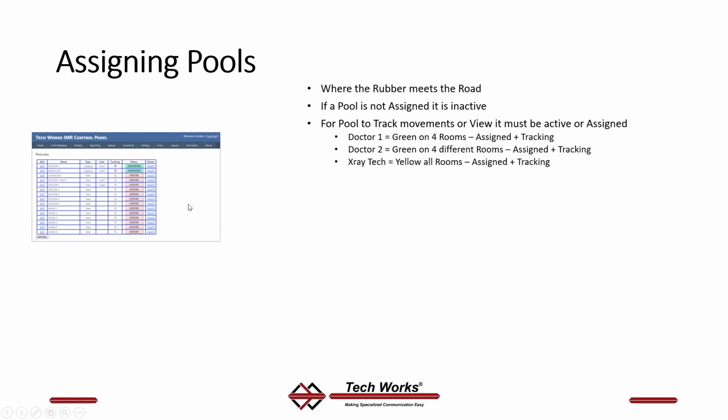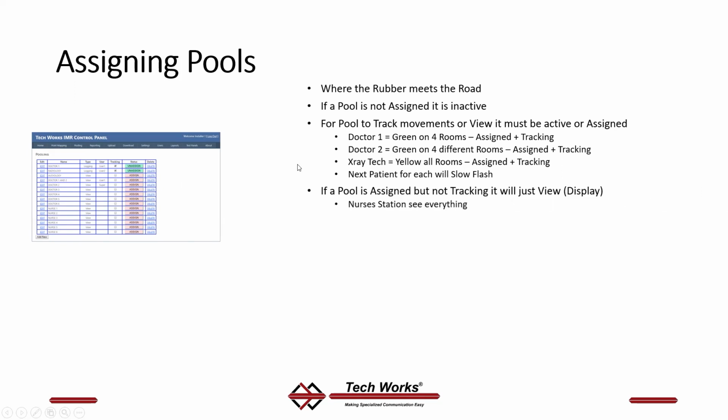X-ray technician would have a pool of all yellow rooms. And if you want it to track, you don't have to, you can just have it be assigned and it's a view only. But if you made it a logging and you hit tracking, then it would tell the X-ray technician which one is next. Next patient will then slow flash for that provider. If a pool is assigned but not tracking, it will be view only, it's a display only. This would be used at nurses' stations.